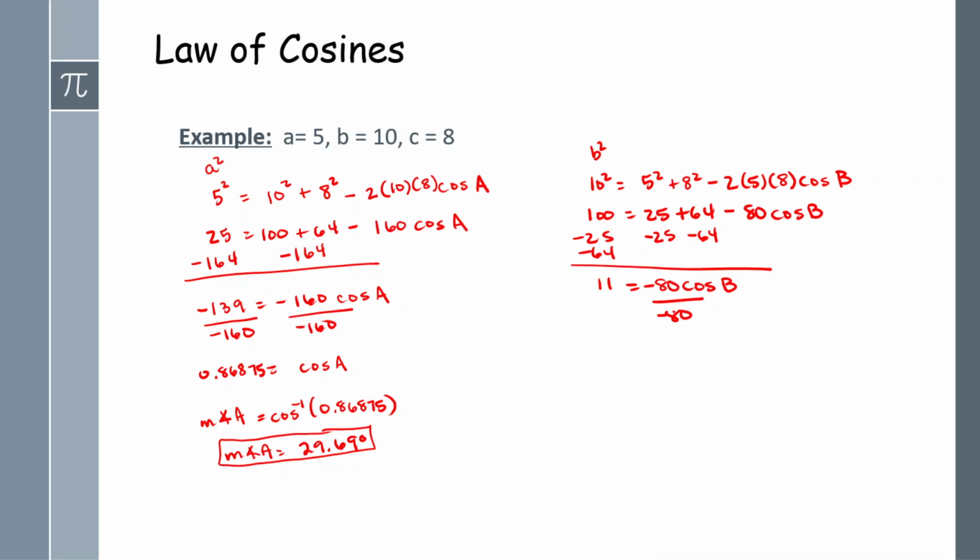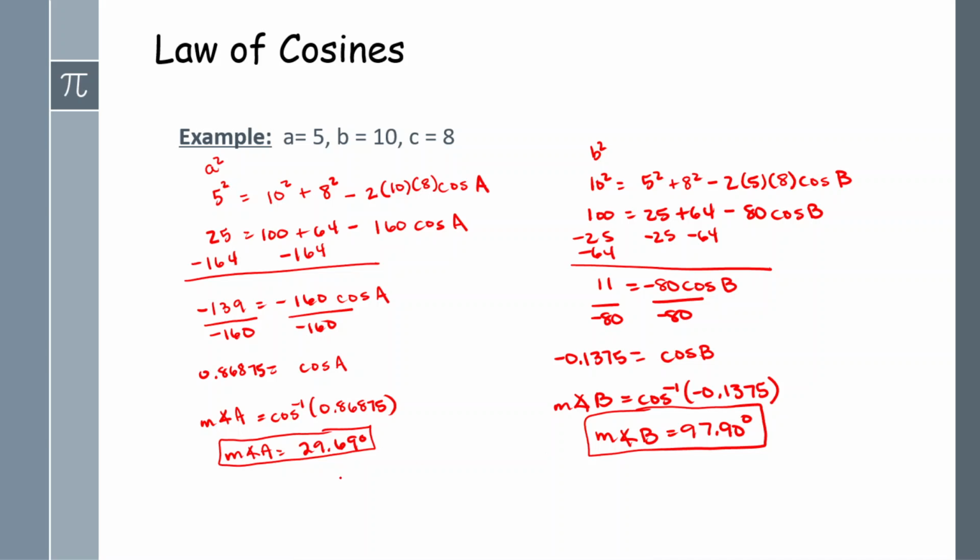Dividing by the negative 80, I get cosine of B equals negative 0.1375. So we can do the inverse cosine. Now be sure not to lose the negative signs. You will get an entirely different answer if I were to lose this negative. Okay, so the measure of angle B is 97.90 degrees.